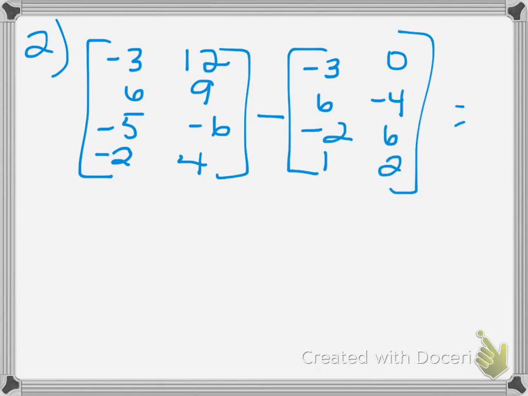Okay. So first, looking at this, we're going to make sure that they're the same size. This first matrix, I have 4 rows and 2 columns, so it's considered a 4 by 2. And then in this second one, I again have 4 rows and 2 columns, so this is also a 4 by 2.